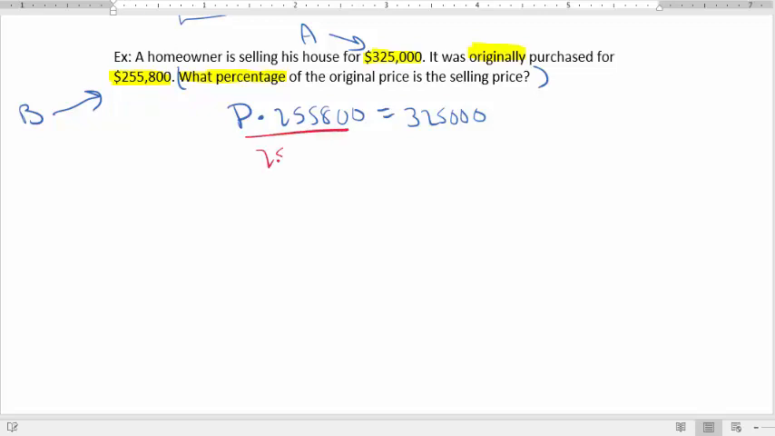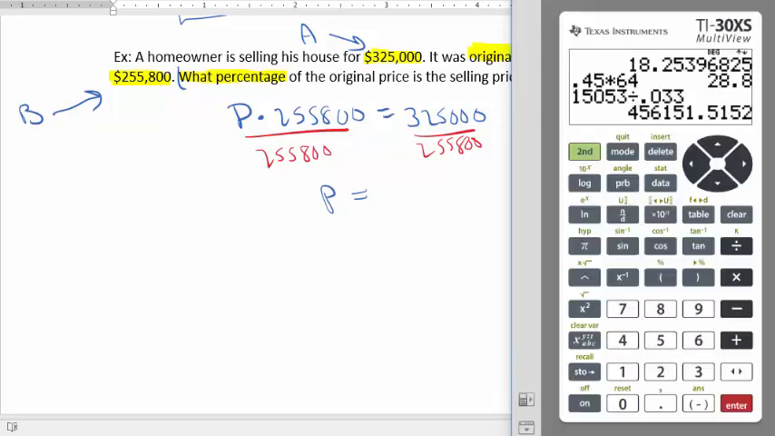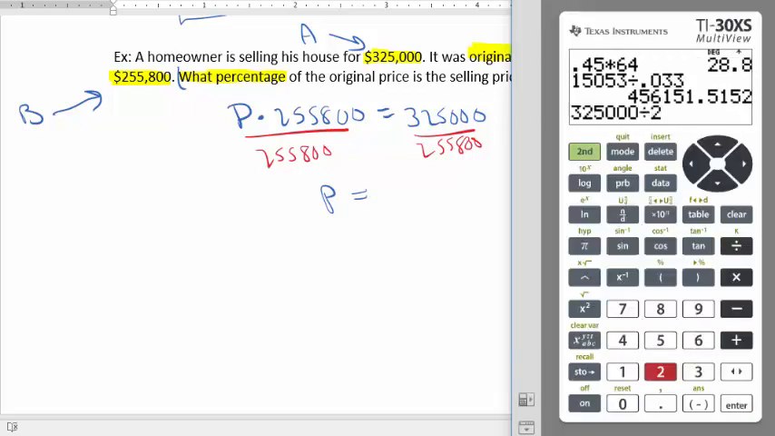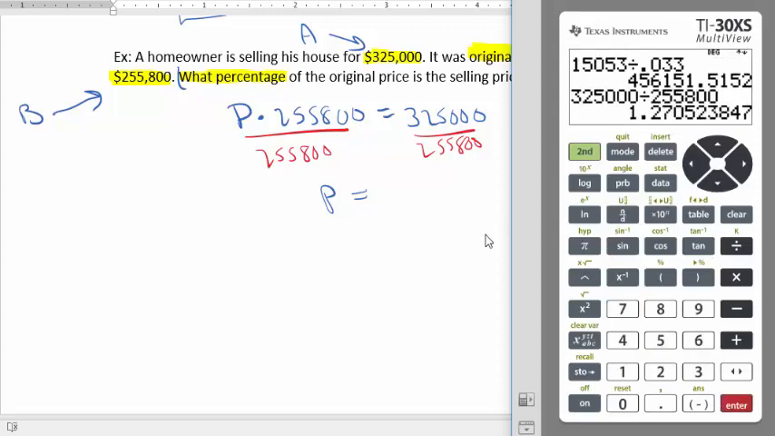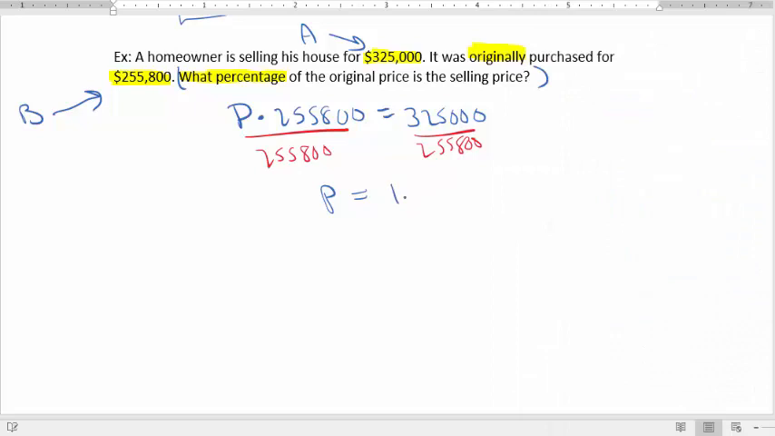Okay, so how would I solve this? I would just divide by 255,800, and then I would end up with 325,000 divided by 255,800 is 1.27. So it's 1.27. But remember, that's in decimal form. That's not in percent form yet. So it becomes 127%.